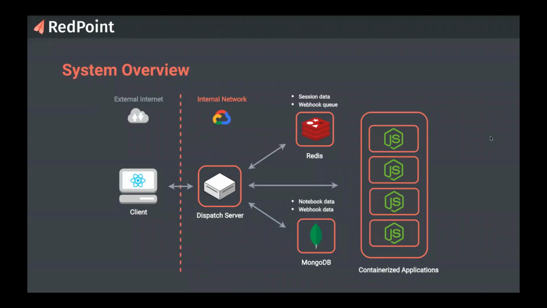And this is just an overview to see our whole system. Here in the front end, we've got our React client, and it does all of its communicating only with the dispatch server. Then the dispatch server on our internal network handles interactions with Redis, where we manage our session data and that webhook buffer that Charles mentioned earlier. The dispatch server also centralizes all database interactions for our notebook and webhook data. And finally, the dispatch server stands between the client and each of our containerized applications.